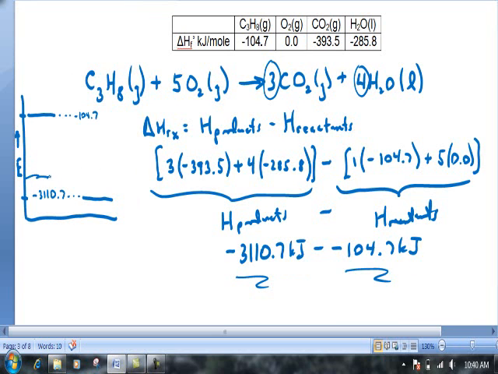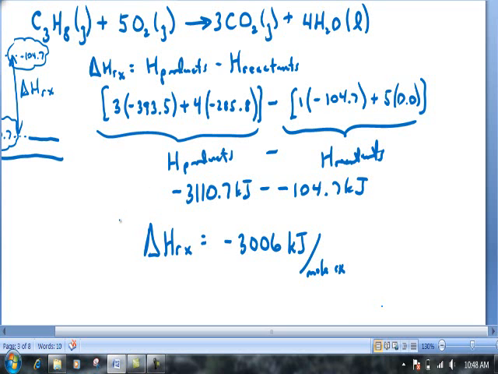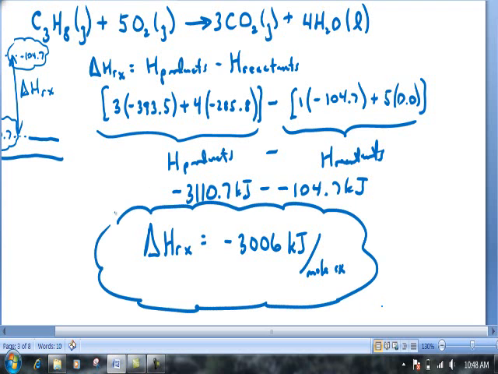The products are at a level of negative 3,110. The reactants are at a higher level of energy, being only at negative 104.7 kilojoules. Our difference between where we start and where we finish is going to be our enthalpy of reaction when we take the products minus the reactants. Calculating our enthalpy of reaction, we get a negative 3,006 kilojoules per mole reaction.